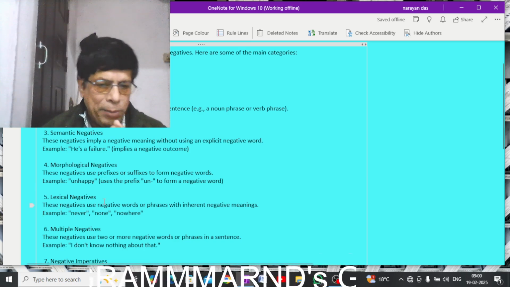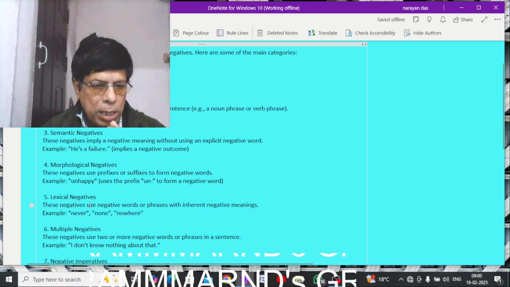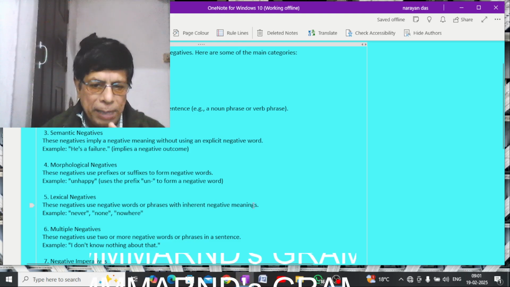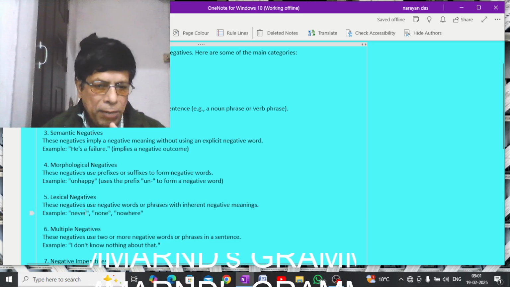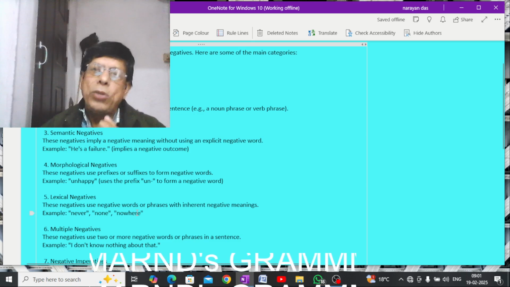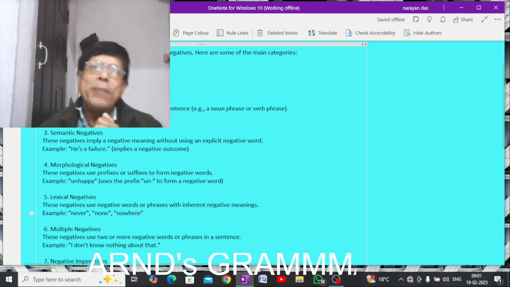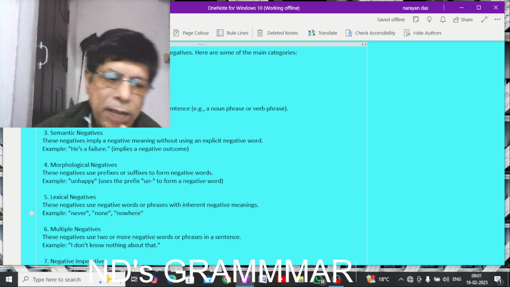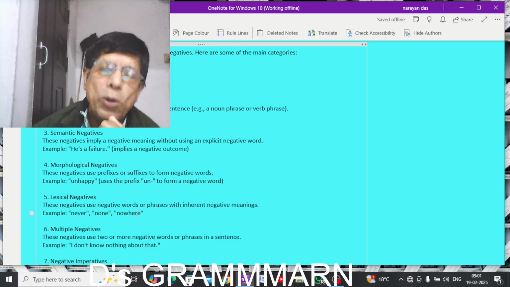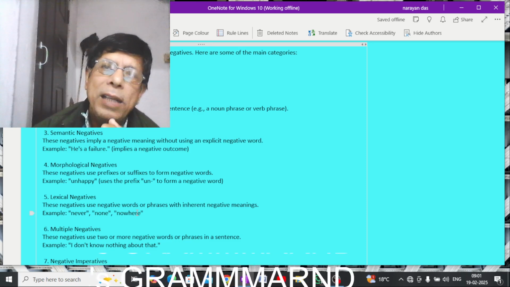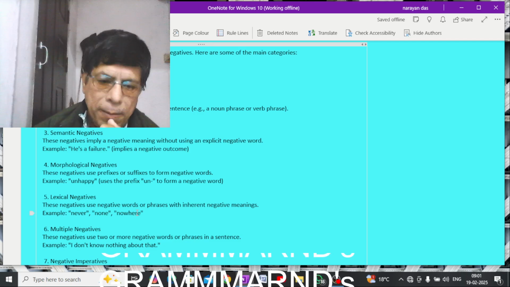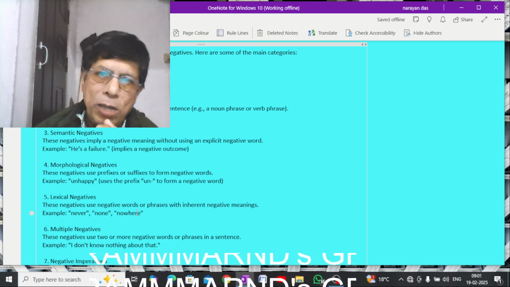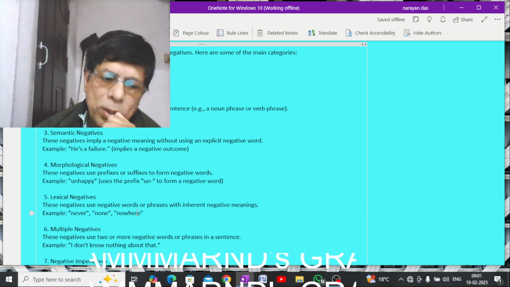Now lexical negatives. These negatives use negative words or phrases with inherent negative meaning. Example, never, none, nowhere. So these words have a negative sense inside them. Never can be broken into no plus ever. None can be broken into no plus one. Nowhere can be broken into no plus where, or not plus anywhere. So you can see that in these words there is a pure negative word.